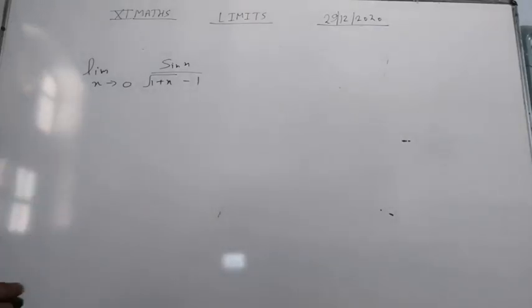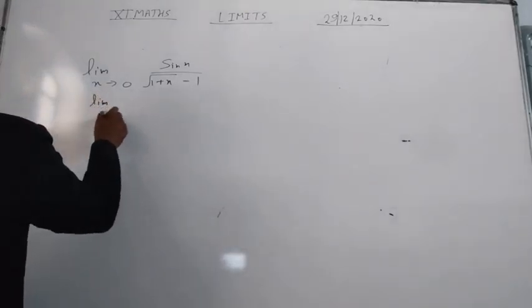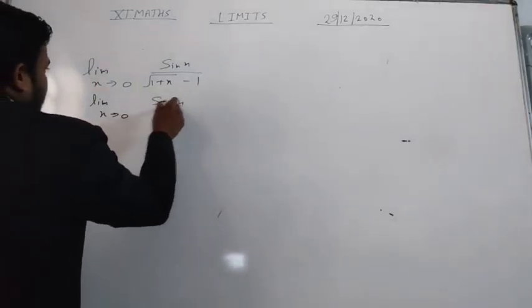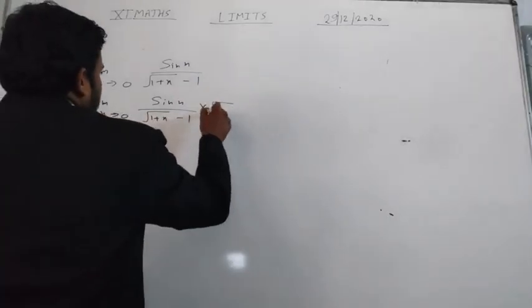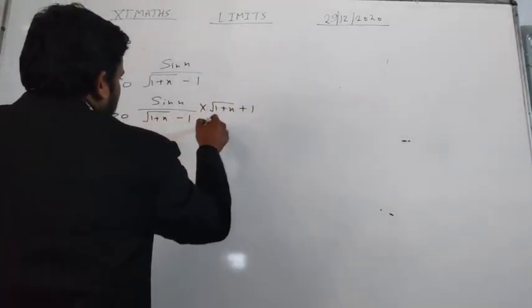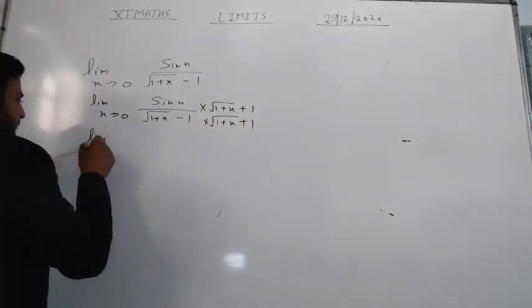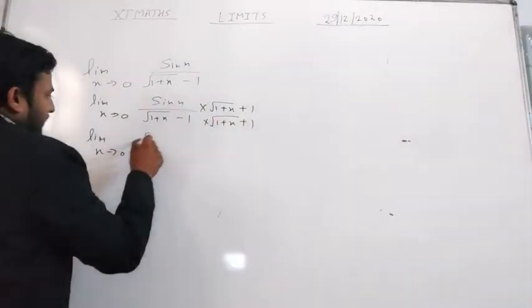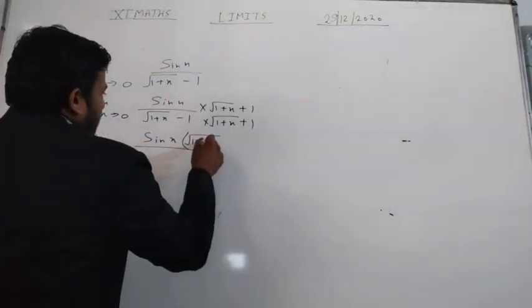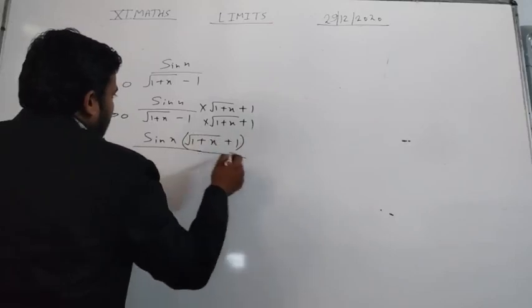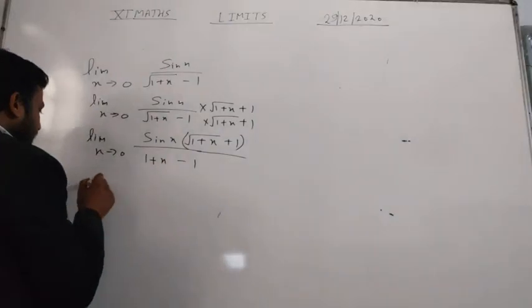So first of all, we will rationalize this question. We write, student, limit x tends to 0, sin x by root 1 plus x minus 1. When we rationalize, we will write this in this form, and we get limit x tends to 0, sin x by (root 1 plus x plus 1), and this will be 1 plus x minus 1.